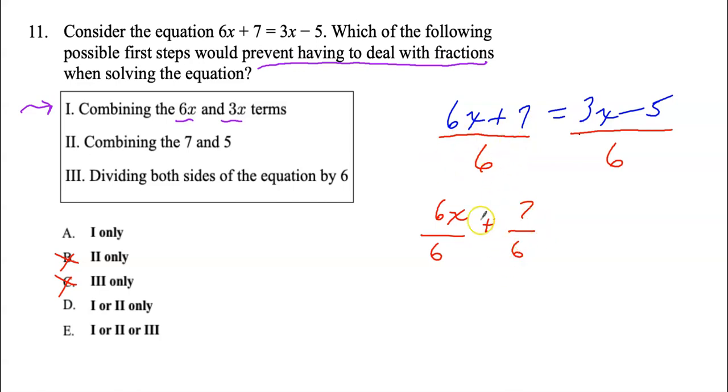I just separated the 6 out. These really mean the same thing. And right here I got a fraction. 7 divided by 6 will not give me a whole number. So when I divide both sides of the equation by 6, it does not prevent me from having fractions. So step 3 does not work. So anything that has a step 3 in it, I get rid of. This one.